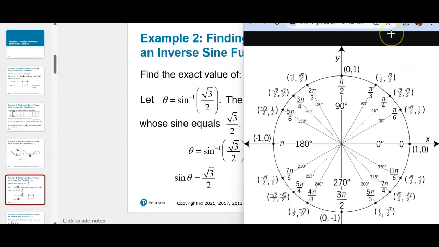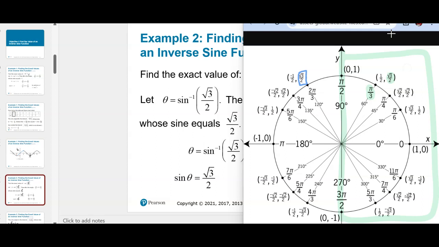All right, find the exact value of the inverse sine of the square root of 3 over 2. All right, again, I can only be in quadrants 1 and 4, so I'm only looking over here. I'm looking for the square root of 3 over 2. There it is. So what value gets me that? It's pi over 3.